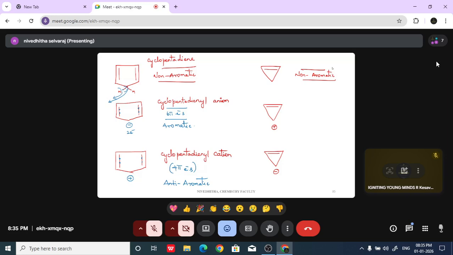What are all the conditions for a non-aromatic compound? Cyclic only. This is just a cyclic compound. That's it. It is not a planar one, and this doesn't have any conjugated double bonds, right? So it is a non-aromatic compound. I want you to tell me the name of this compound.